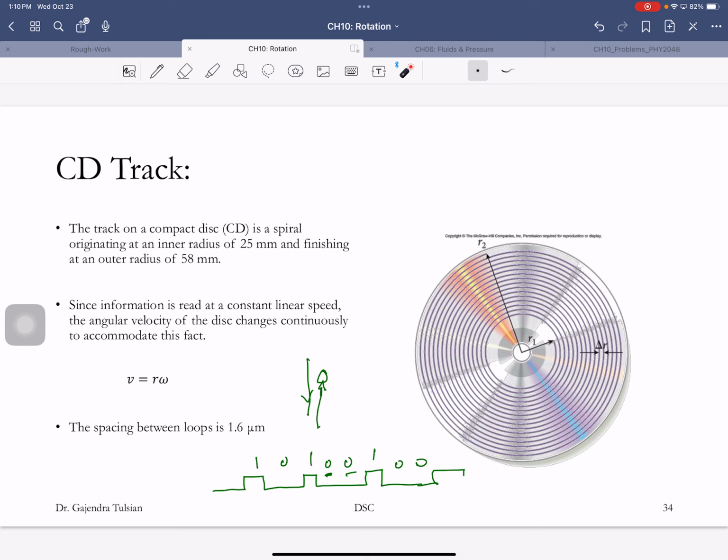And as you go further to read the data, as r is increasing, what has to happen? This has to decrease. So you have to have a variable speed motor to read data on there. That's how this thing works. The laser is moving away radially at a constant rate, and to be able to read the data at constant rate, the angular speed is decreasing at a constant rate.